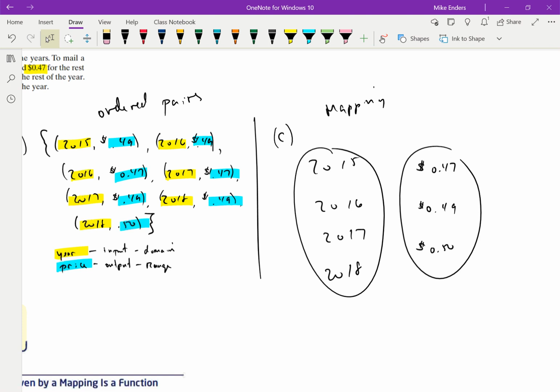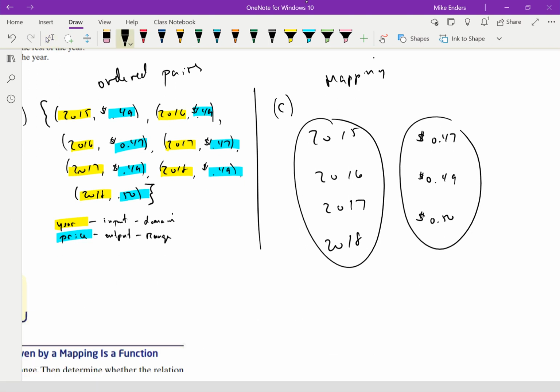Our first ordered pair was 2015 mapped to 49 cents. So I can draw an arrow from 2015 over here to 49 cents. And say, okay, what's my map? If I'm at 2015, I can go to 49 cents. 2016, I'm just going to read in order here. 2016 went to 49 cents. And 2016 also went to 47 cents. 2017 went to 47 cents. 2017 also went to 49 cents. 2018 to 49 cents. And 2018 also went to 50 cents.